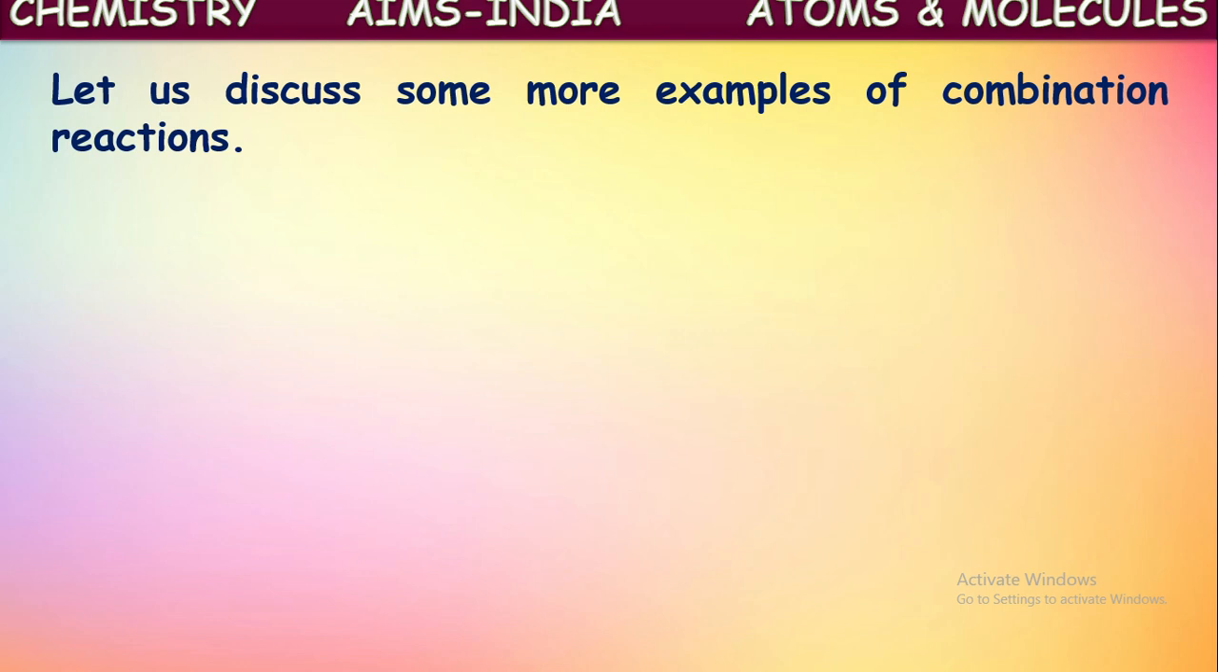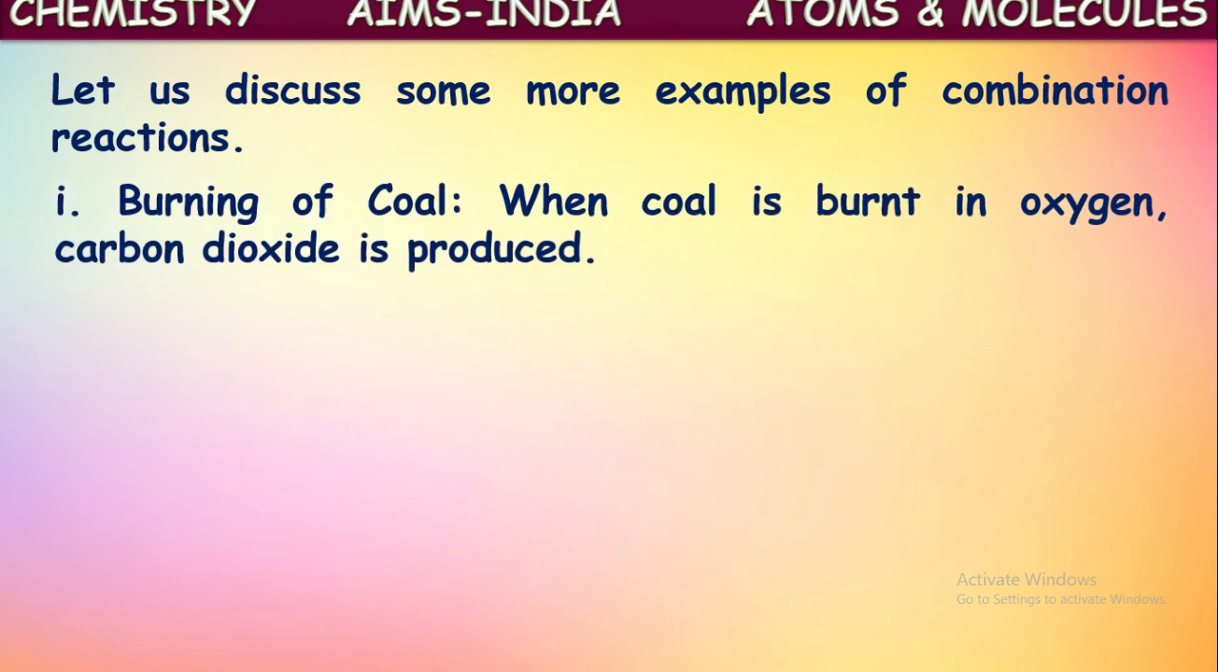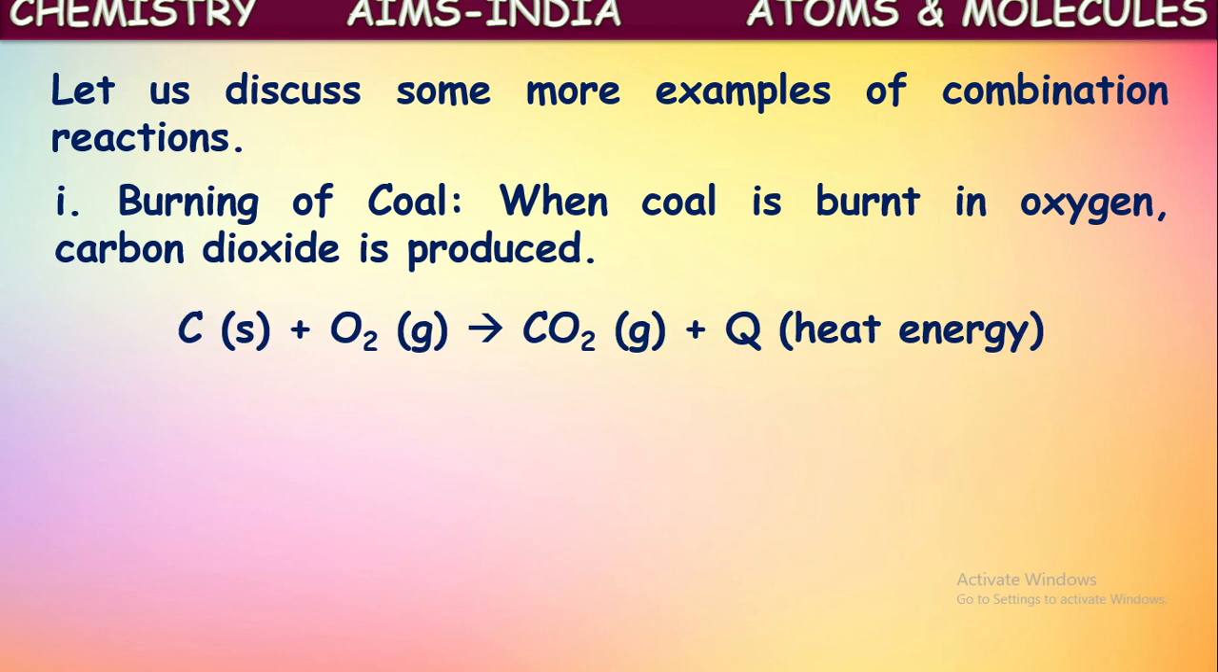So let us discuss some more examples of combination reactions. Burning of coal. We know when coal is burnt, it produces carbon dioxide as a product. So what is happening here? Coal is nothing but carbon. Carbon is burning in the presence of oxygen, forming carbon dioxide. Here an element carbon is combining with another element oxygen to form carbon dioxide. Two substances combined here to form a single product. So it is a combination reaction. You can observe in this reaction also heat energy is evolved.